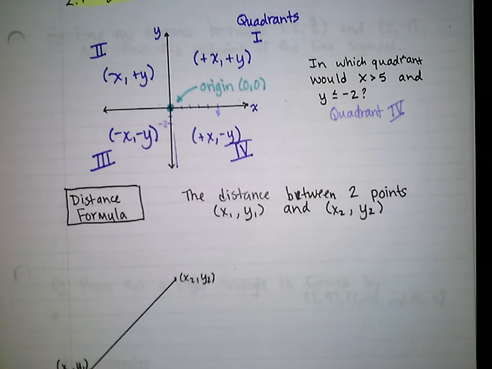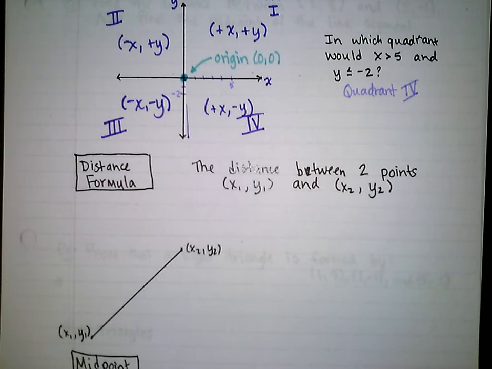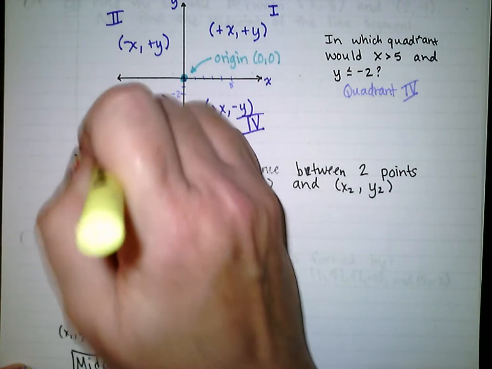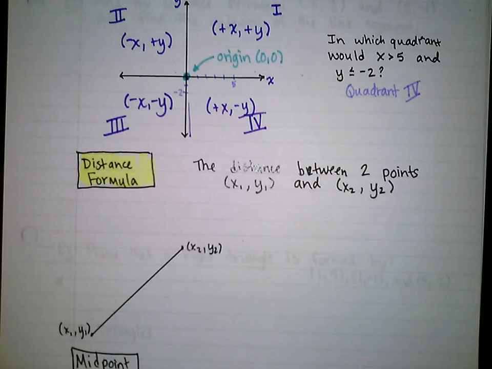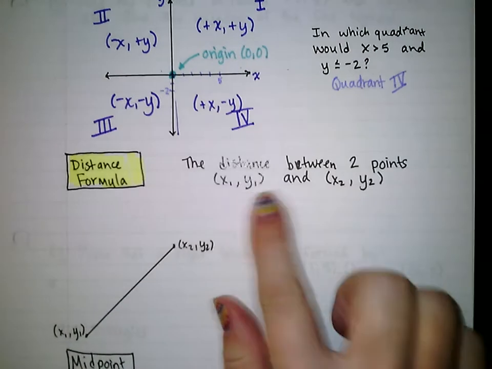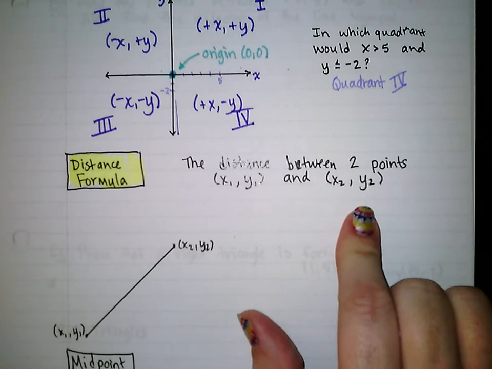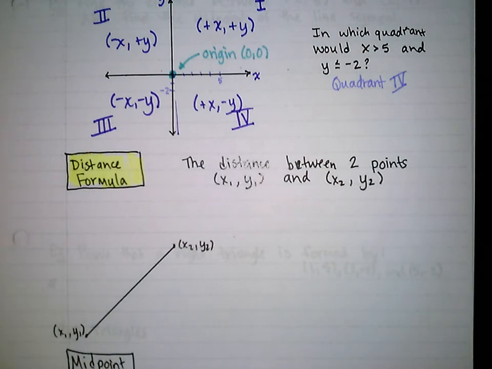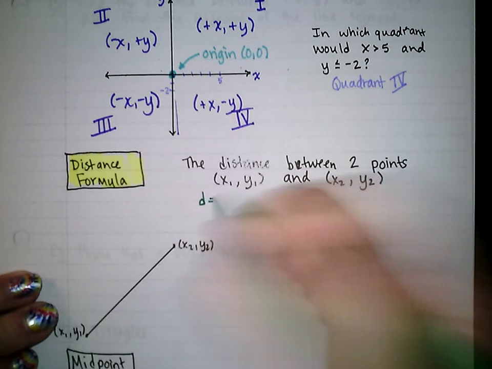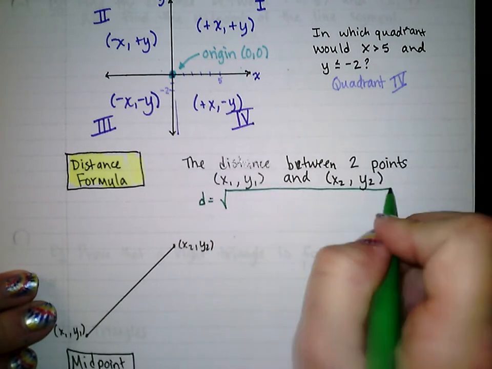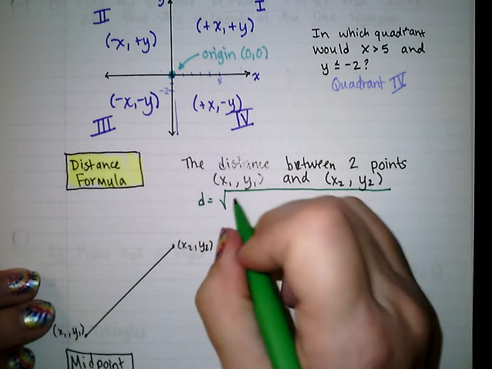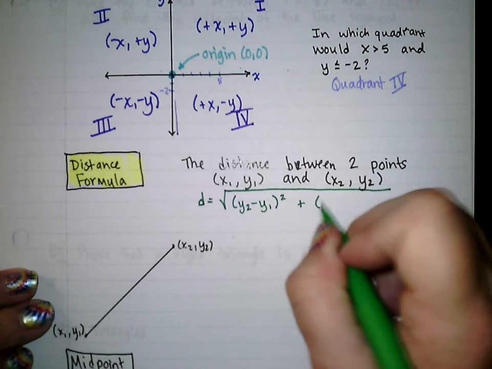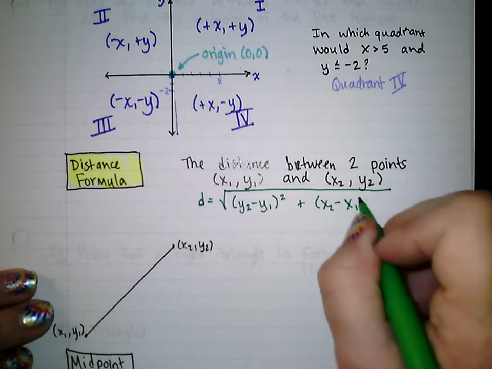The distance formula is going to help us find the distance between any 2 points on the coordinate plane. Traditionally, we use a formula that uses x sub 1, y sub 1, and x sub 2, y sub 2. So that's a formula you can definitely memorize. Usually people say the distance is the square root of y sub 2 minus y sub 1 squared plus x sub 2 minus x sub 1 squared.